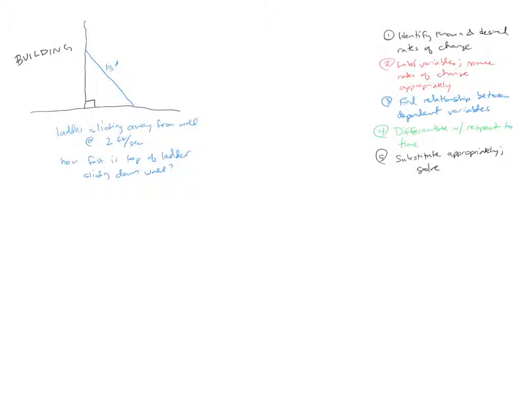So this is how to solve a related rates problem, and I'm doing the example of the ladder sliding down the building that we mentioned briefly in class today. I've written the steps up here in the upper right, and I'm going to walk you through those steps for this problem.